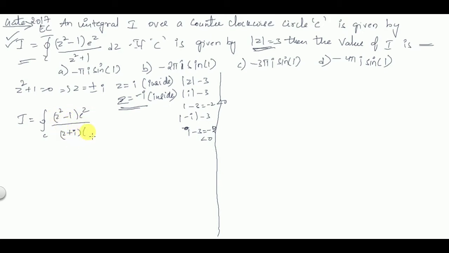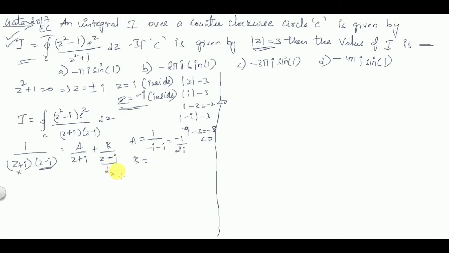Next, I is equal to the integral over c of (z square minus 1) into e power z by (z plus i) into (z minus i) dz. Both are inside only, so we have to find the partial fractions. So 1 by (z plus i)(z minus i) is equal to a by (z plus i) plus b by (z minus i). a is obtained just by substituting minus i here, not considering this factor. So 1 by minus 2i, so it will be minus 1 by 2i. b is obtained by substituting z is equal to i, not considering this factor, so we get 1 by 2i.